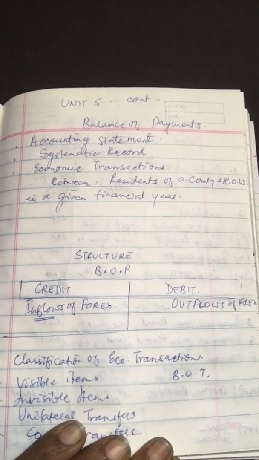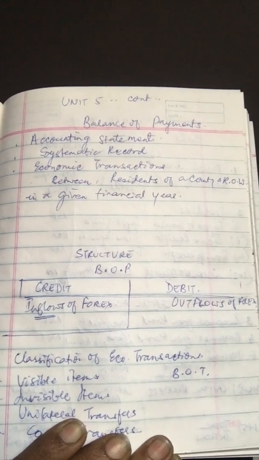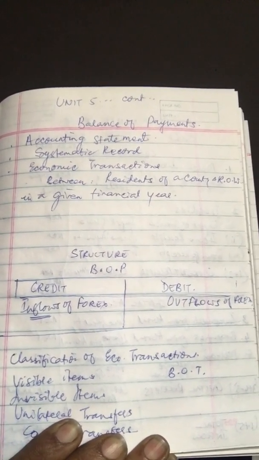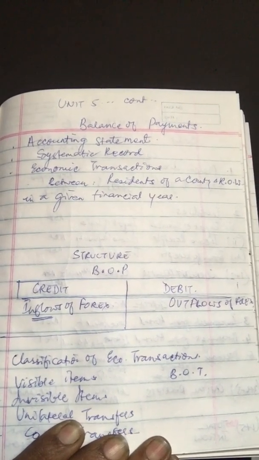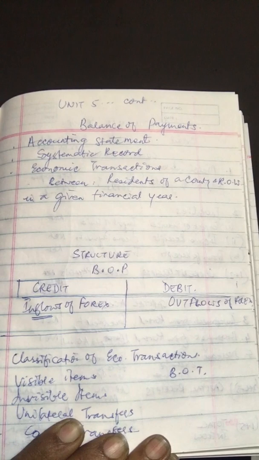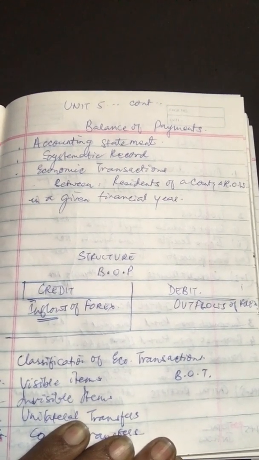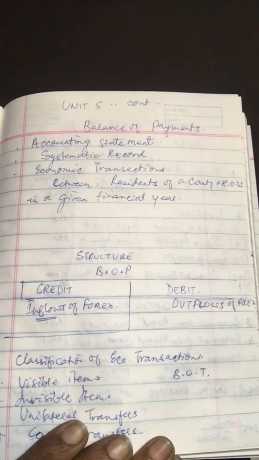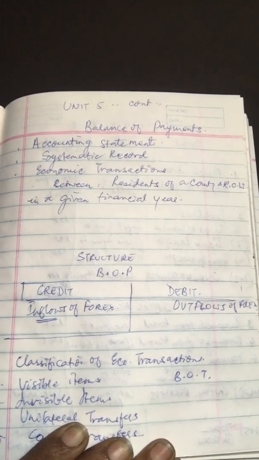So talking about the features of balance of payment, one is, it's a systematic record. It refers to the record of all economic transactions of one country with another. Second is, what are the components? For example, economic transactions shown in balance of payments are classified into current account and capital account.